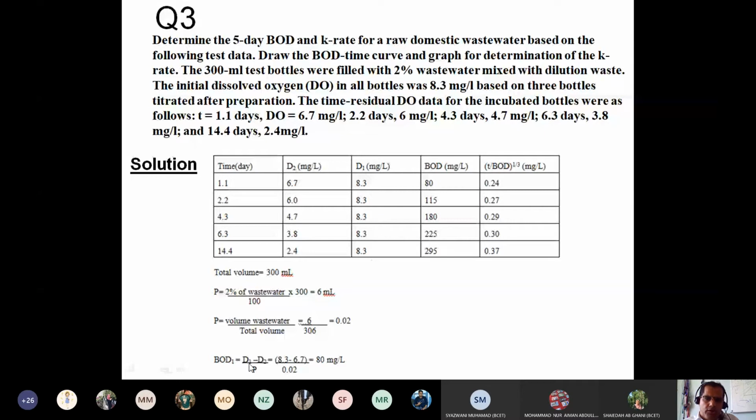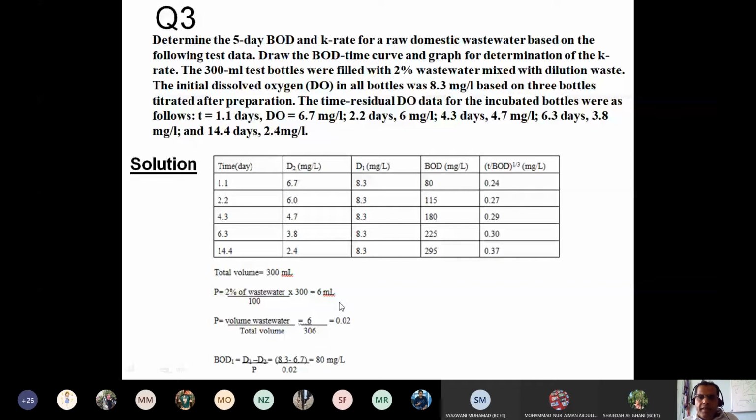You do the same for the second one: 8.3 minus 6, not 6.7, divided by 0.02. You will get 115, and then you go on and so forth. Finally, you will get up to 14 days altogether.